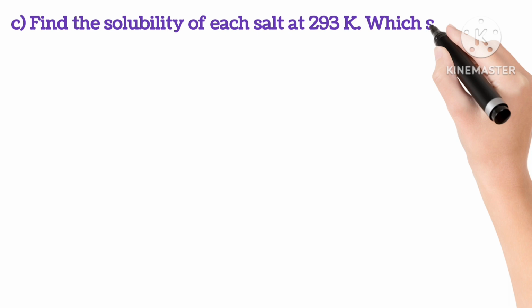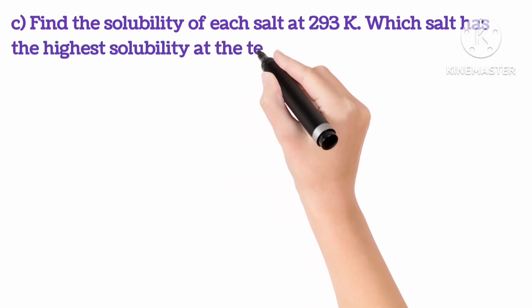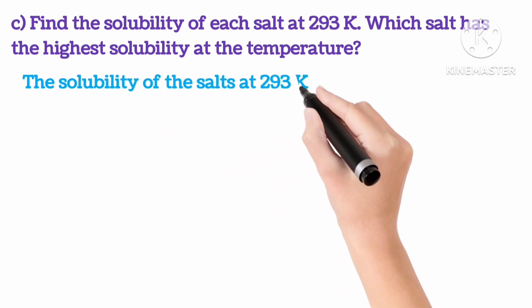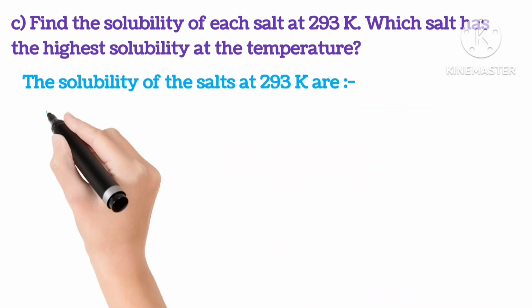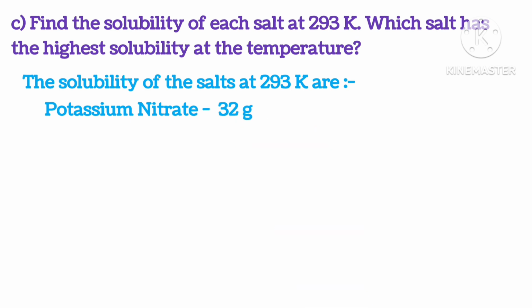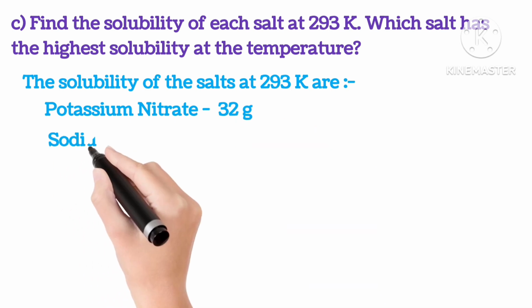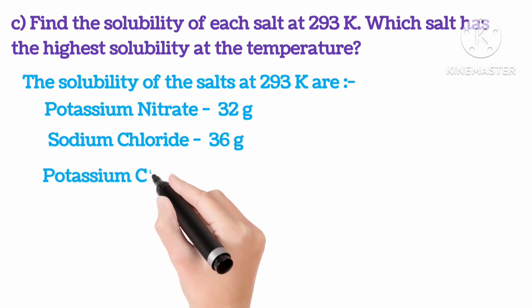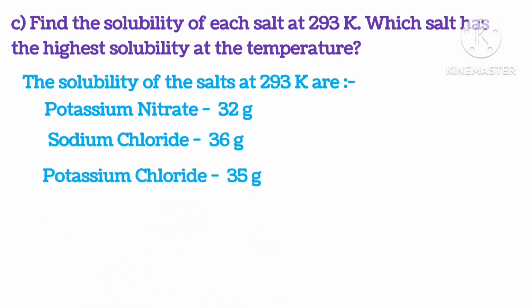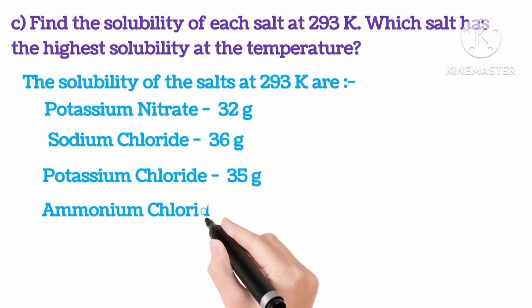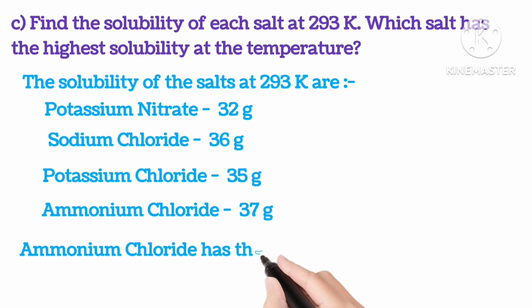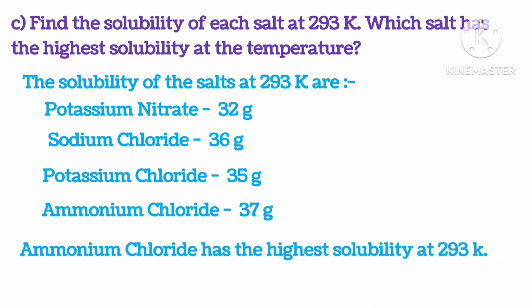Find the solubility of each salt at 293 Kelvin. Which salt has the highest solubility at that temperature? The solubility of salts at 293 Kelvin are: potassium nitrate 32 grams, sodium chloride 36 grams, potassium chloride 35 grams, ammonium chloride 37 grams. Ammonium chloride has the highest solubility at 293 Kelvin.